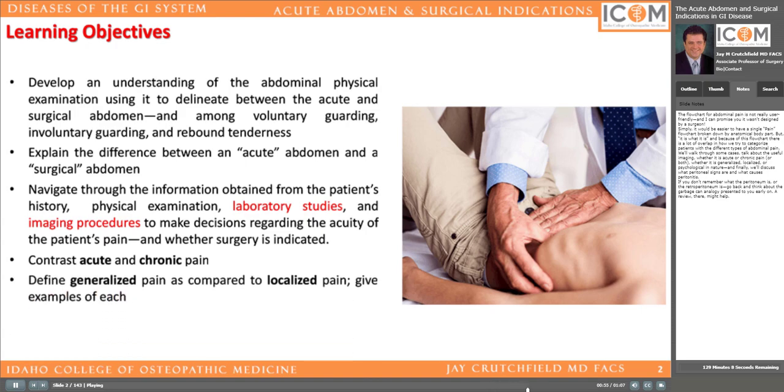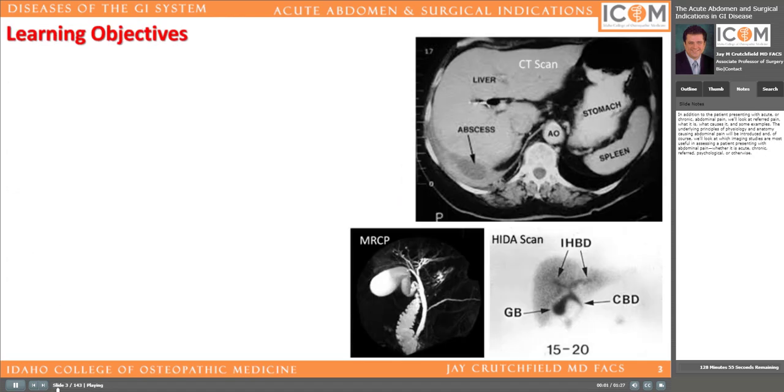We also list the elements of peritoneal signs, what they are, what causes them, and how we can use peritoneal signs to hone our physical exam and come to a better diagnosis. In addition to the patient presenting with acute or chronic abdominal pain, we'll look at referred pain, what it is and what causes it, and some examples.